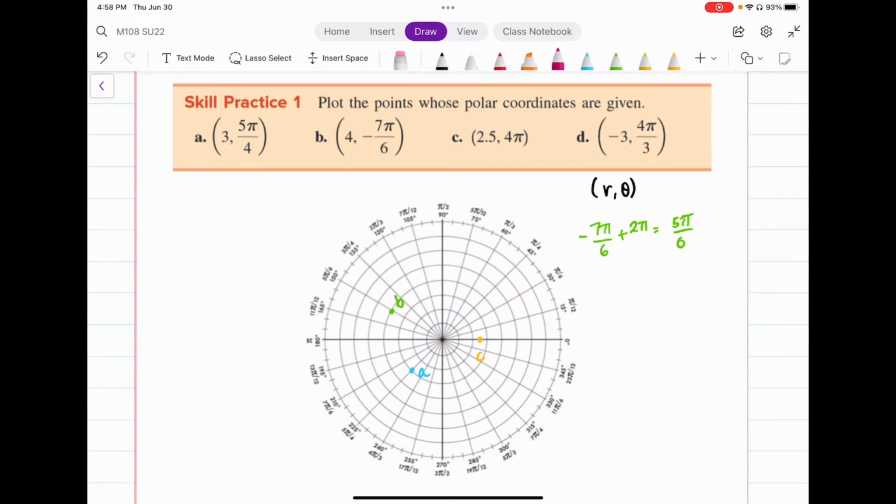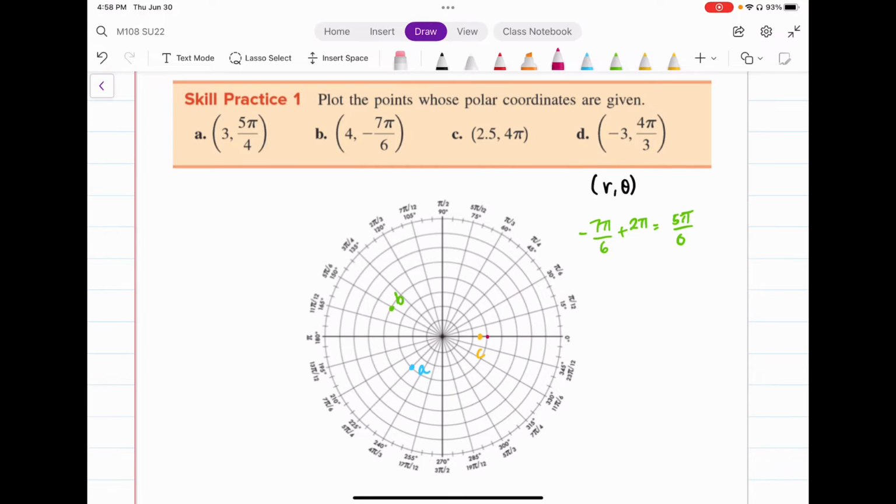Part D has negative 3 and 4 pi over 3 as the angle. So remember, I'm still at a distance of 3, but now instead of doing 4 pi over 3, I'm actually going to be doing 4 pi over 3 plus another pi. That's going to be 7 pi over 3, which is more than 2 full pi. 7 pi over 3 has a coterminal angle of pi over 3, which means that our point D is at 3 pi over 3.